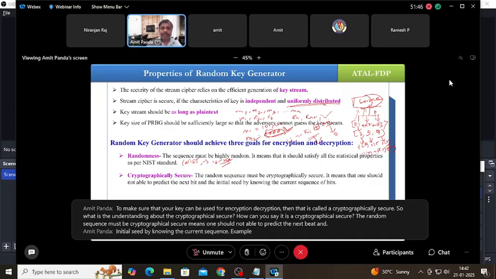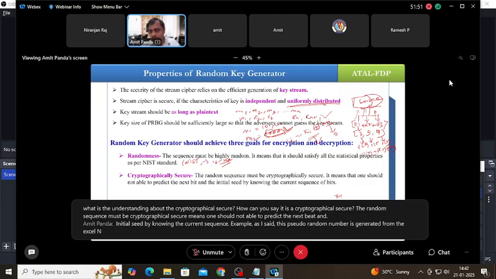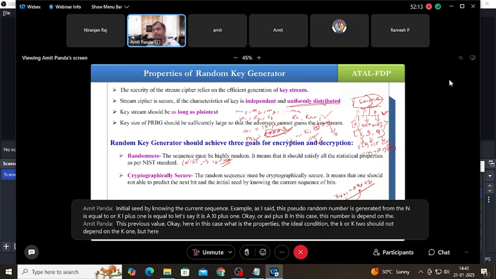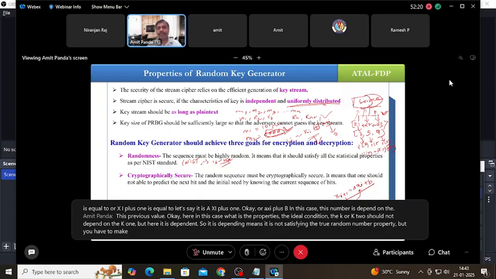Example, as I said, this pseudo-random number is generated from x i plus 1 is equal to, let's say, a x i plus b. In this case, this number depends on the previous value. Here, what is the ideal condition? The k2 should not depend on the k1, but here it is depending. So it is depending, which means it is not satisfying the true random number property, but you have to make sure it is cryptographically secure.